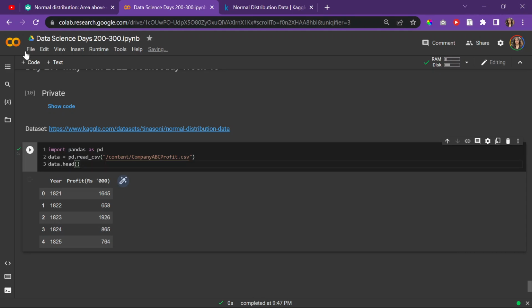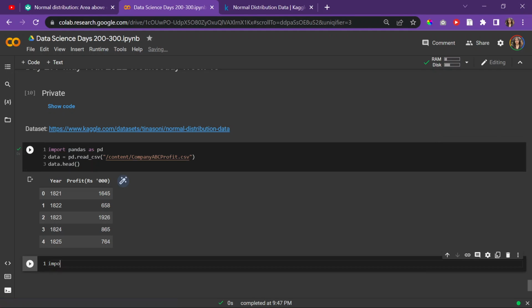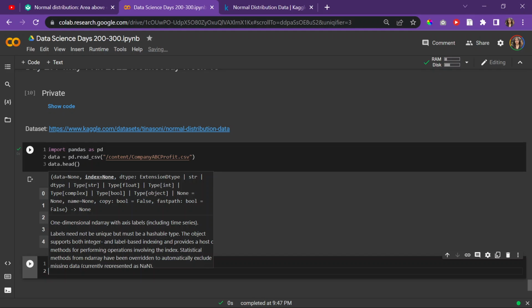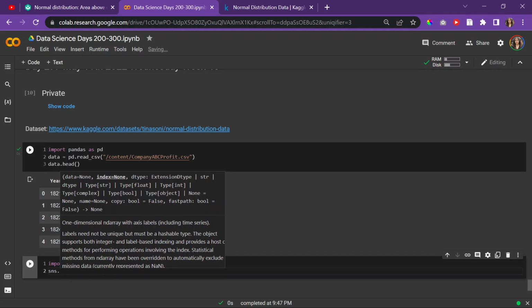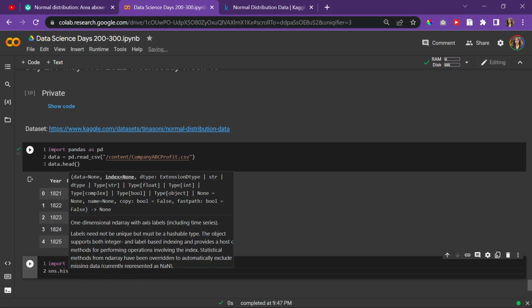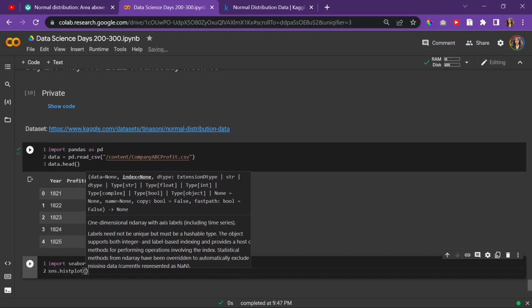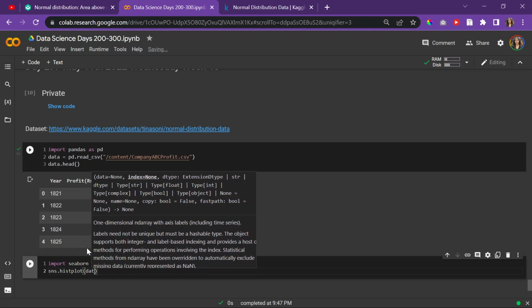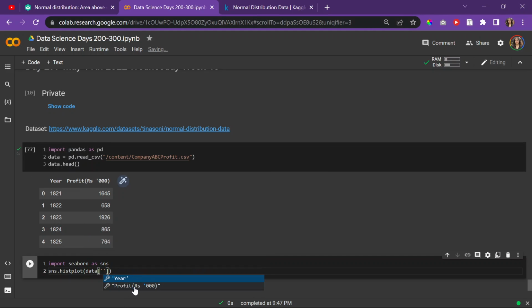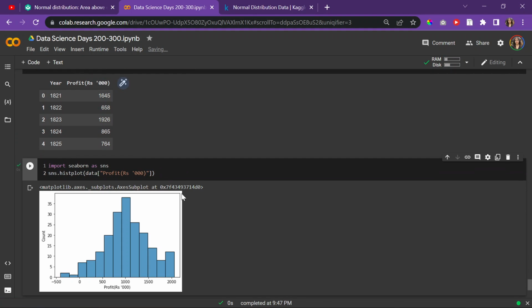So I'm going to start by trying to plot a histogram. To plot, I'm going to use Seaborn as sns, which is a library with pre-written visual graphic functions. So I'm going to do sns.histplot, and then I'll do profit. So I'll target this column by doing data and using bracket notation, and then put in the name of the column there. And then this is what the histogram looks like.